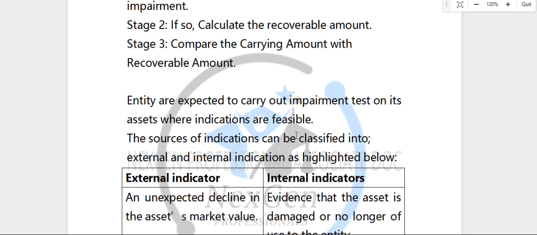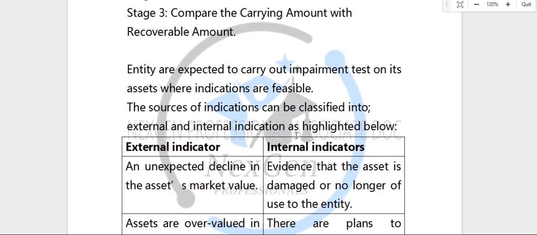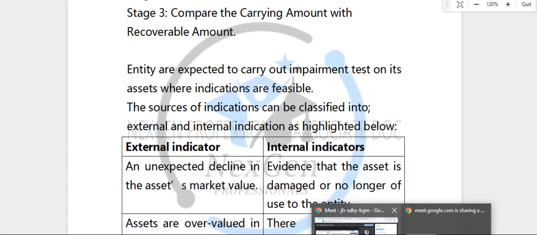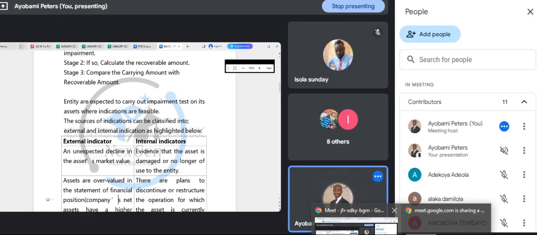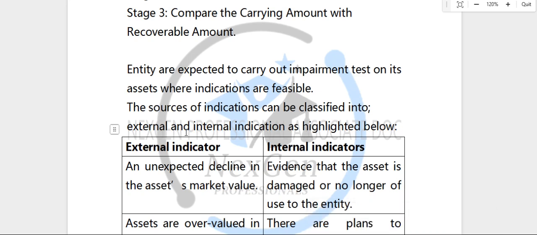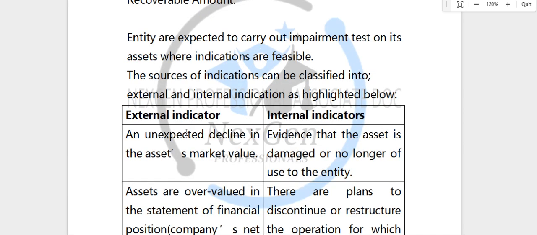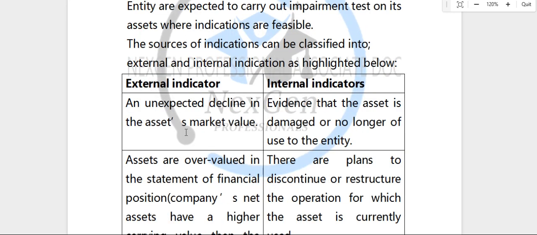So quickly, what are the sources of indication that an asset has been impaired? This can be divided into 2 as follows. We have the external indicators, and then we have the internal indicators. The external indicators are the following. Number 1, when there is an unexpected decline in the market value of an asset, that is one of the indicators that there is an impairment.